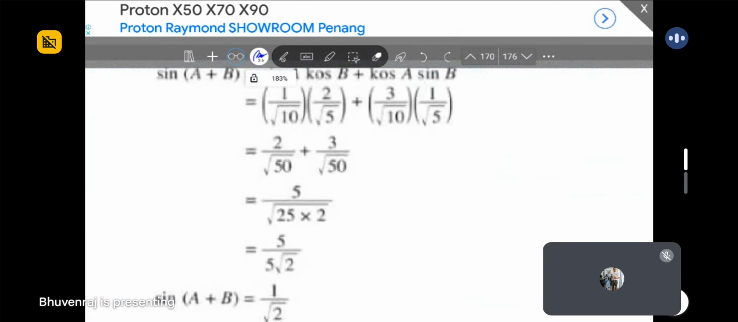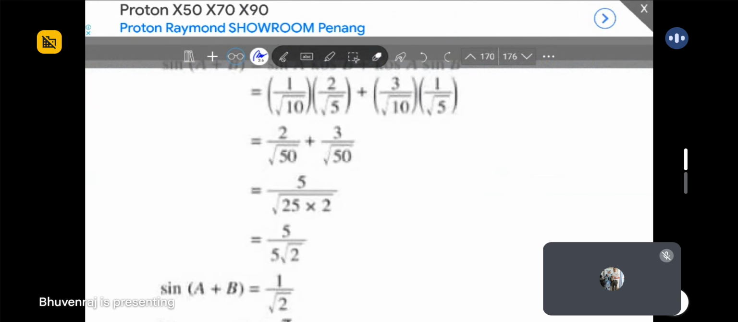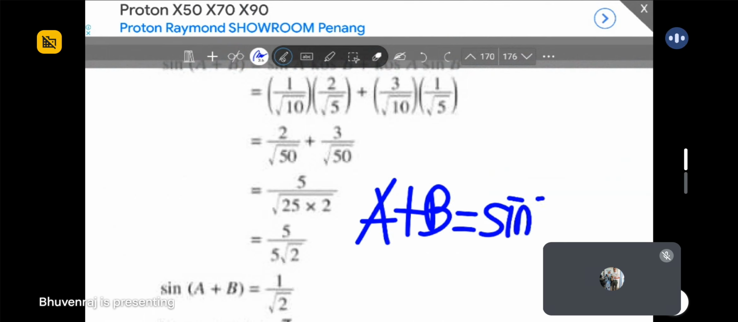Okay, and then simplify, permudahkan until you get this answer. Okay, but this is not our answer. Bukan jawapan because they ask you A plus B. So A plus B is actually sine inverse 1 over 1. Tekan calculator lah, guys. Okay, 1 over 1 shift sine. So your answer is 45 degrees.